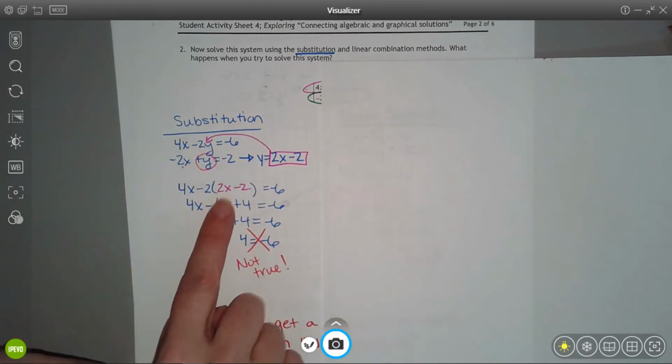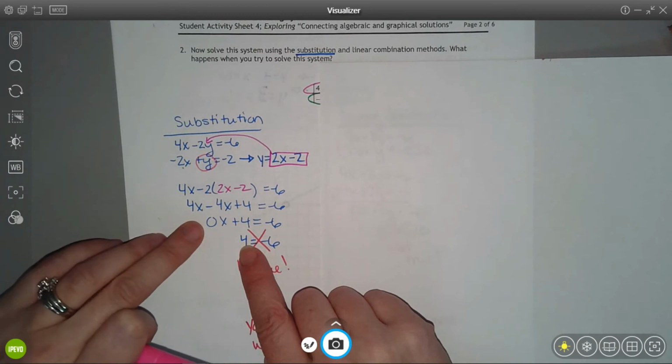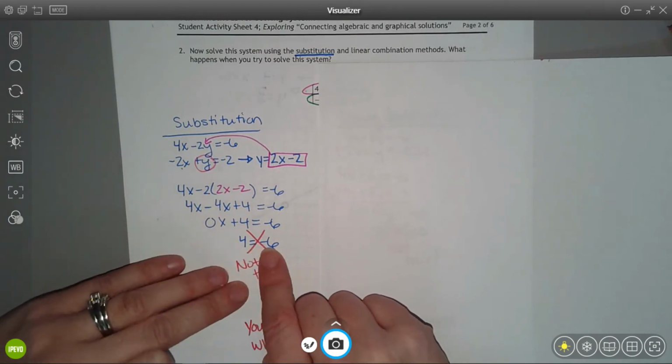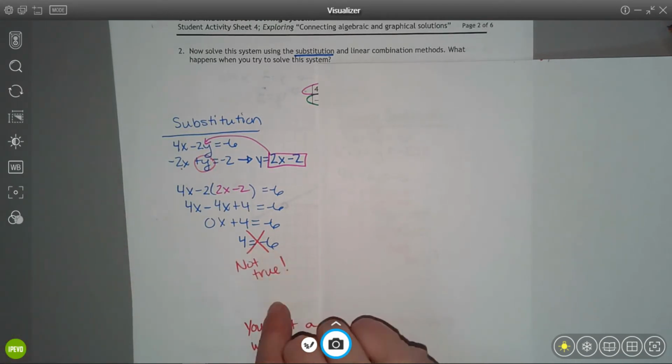Here I did that. When I get down, I see my x's go away. They're gone. 4x minus 4x gone. I'm left with 4 equals negative 6. Well, guys, I don't know what world you're in, but in my world, 4 does not equal negative 6. It's not true.